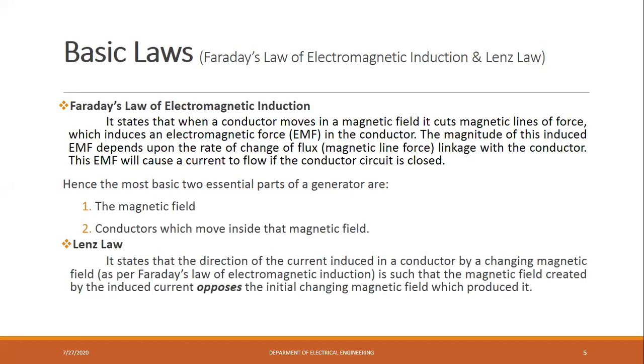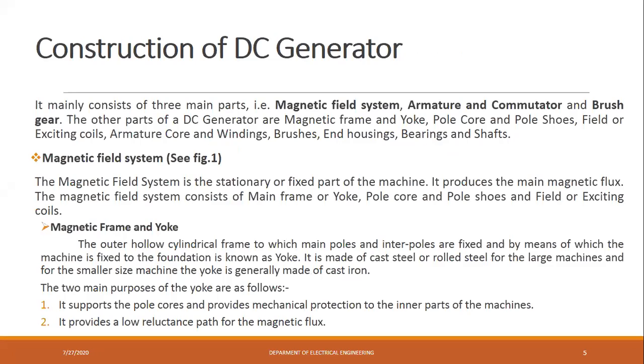Okay, so based on these basic laws our DC generator will work. So now we'll see the constructional part of a DC generator. Basically there are three subsystems in a generator, that is the magnetic field system, the armature, and the commutator and brush gear. So firstly we will see the magnetic field system.